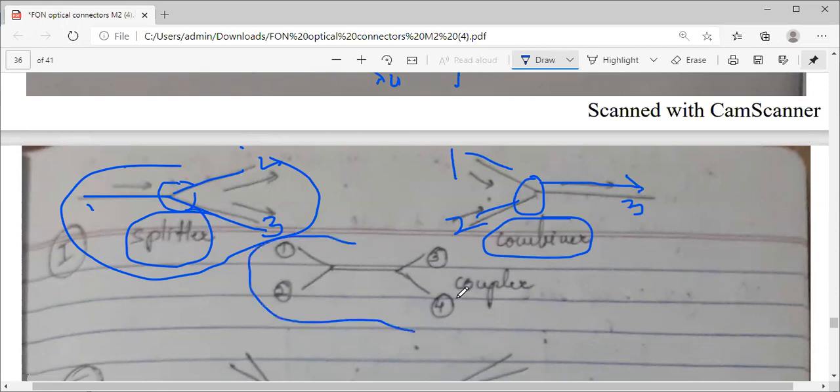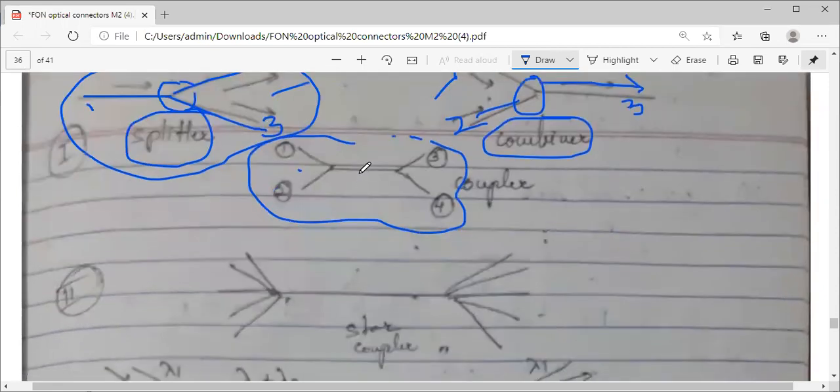And this is one more diagram for coupling. This has 4 ports. The first 2 have 3 ports. This figure has 4 ports. We will be looking into the details of this coupler.